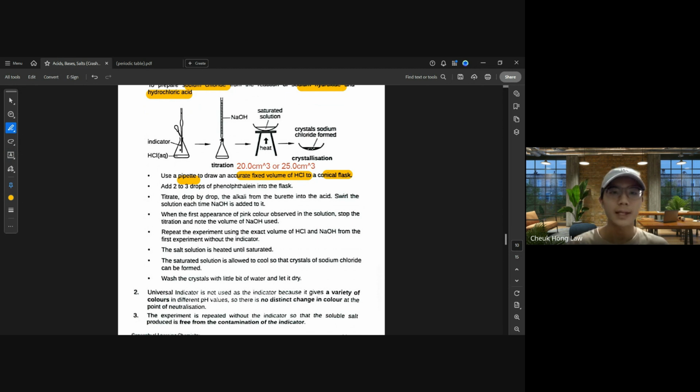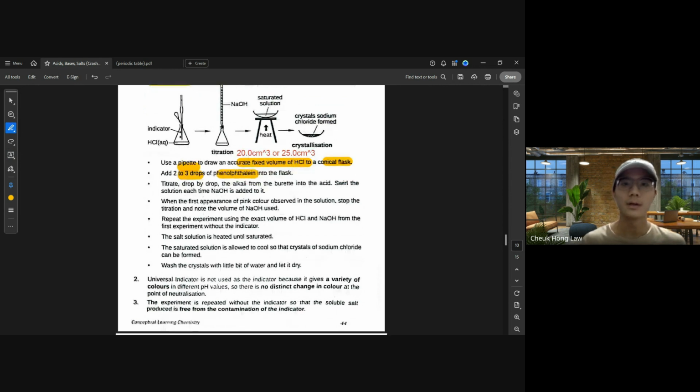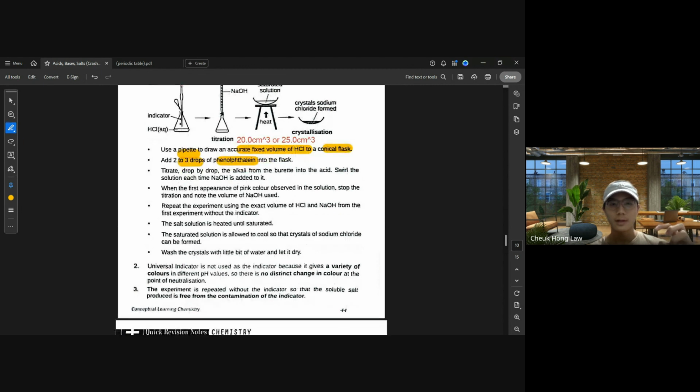Then the second step is to add 2 or 3 drops of your indicator. Don't be confused by this word phenolphthalein. It's just another indicator. The reason why we add the indicator is to see the color change, to know that the reaction is done. One important note here: you cannot use universal indicator, because at different pH values it gives you a variety of colors, so you cannot see the distinct change in color. So don't use universal indicator.